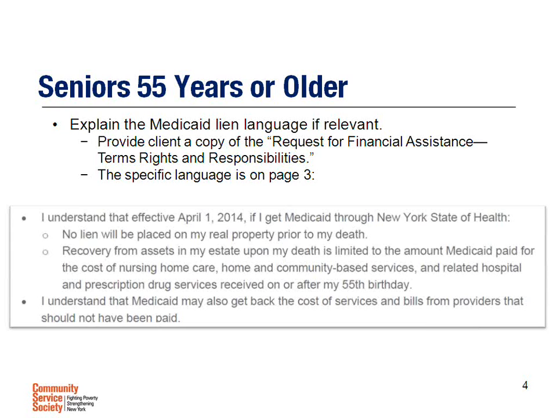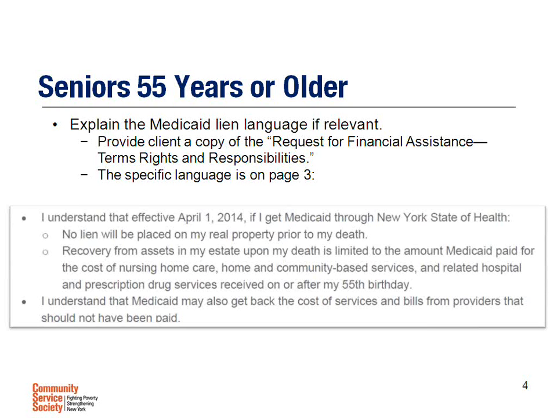If they are 55 or older and they are concerned, you want to print out for them or have handy the terms, rights, and responsibilities. It's called the Request for Financial Assistance Terms, Rights, and Responsibilities. And I can send them around for you guys to have in a PDF file so you can print them out. On page 3, this is the language. I understand that effective April 1, 2014, which is when the law changed, if I get Medicaid through the New York State of Health, no lien will be placed on my real property prior to that.